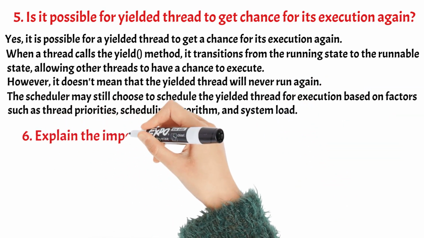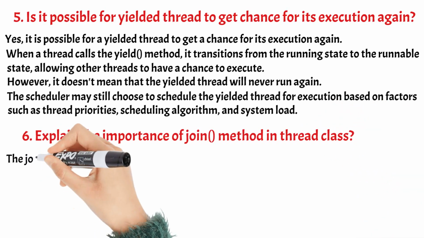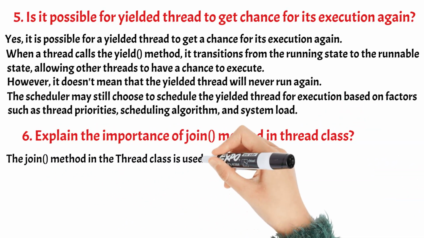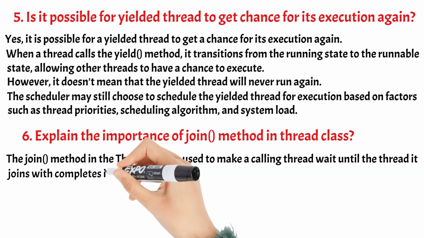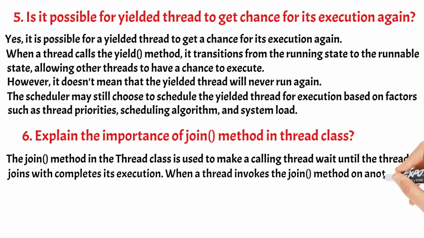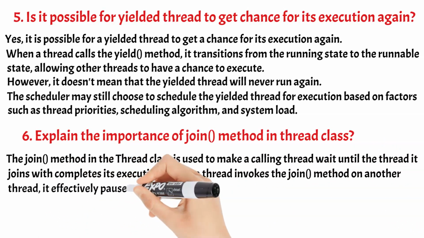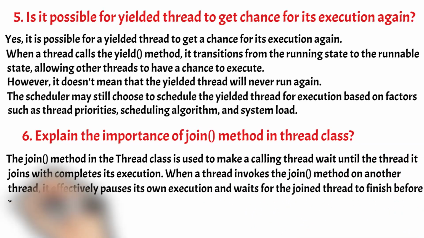6. Explain the importance of join method in thread class. The join method in the Thread class is used to make a calling thread wait until the thread it joins with completes its execution. When a thread invokes the join method on another thread, it effectively pauses its own execution and waits for the joined thread to finish before resuming.